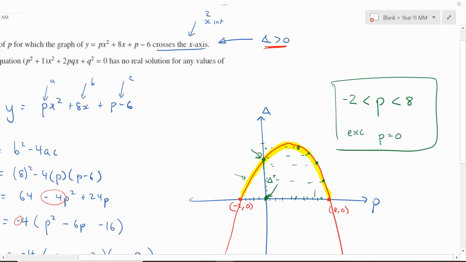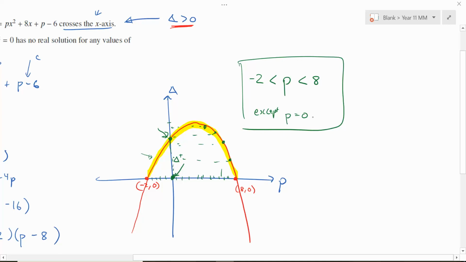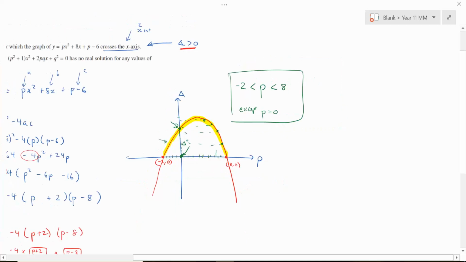You should say p can be from -2 to 8 anywhere there, and it will always work where you get 2 x-intercepts for this quadratic equation, except for p equals 0. So you don't want p equals 0 in there either. Okay, and that's for question 10.